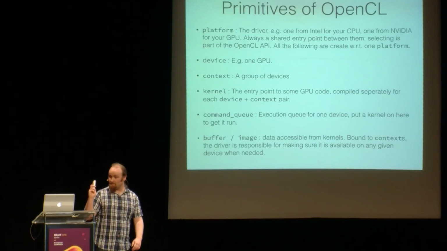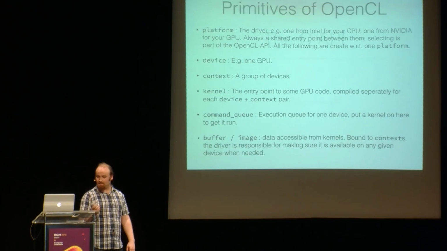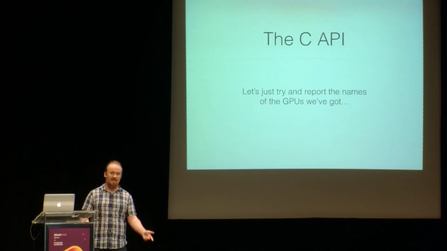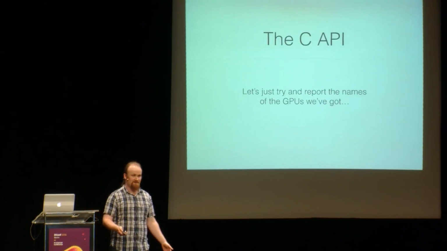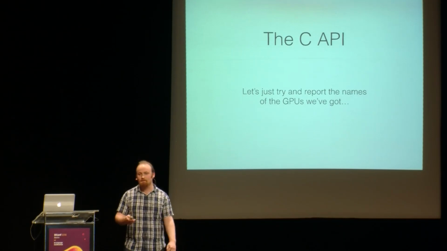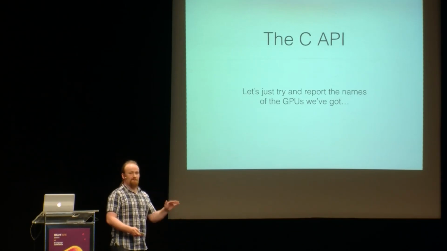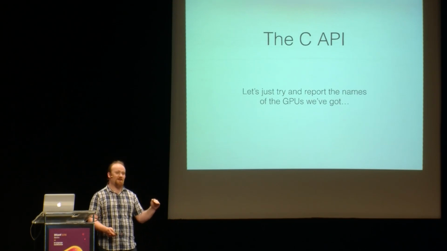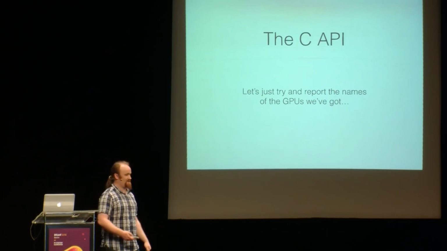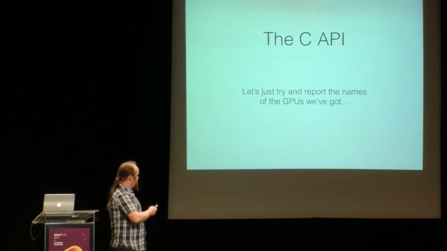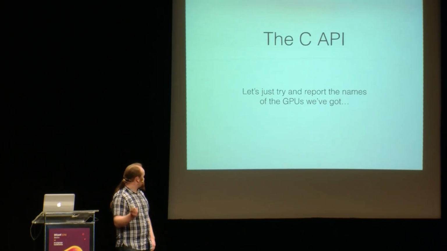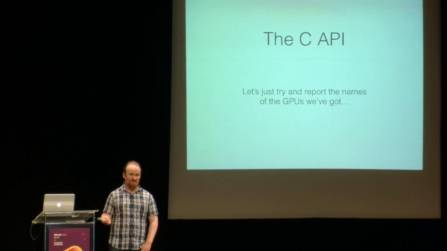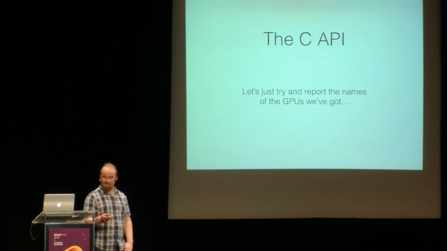So, the C API. If we're going to work from D, we're probably going to want to target the C API because it's going to be so much easier to bind. And it's the fundamental thing for OpenCL. The C++ API, it's not that bad, but it's kind of a layer on top, a bit like what we would do in D. So let's try and report the names of the GPUs that we've got on a system using C.